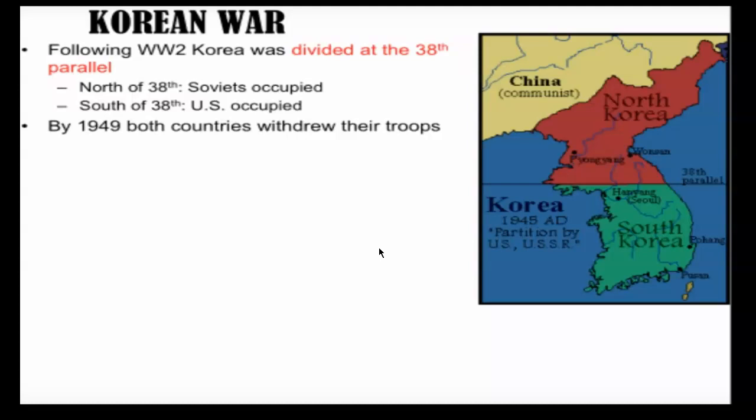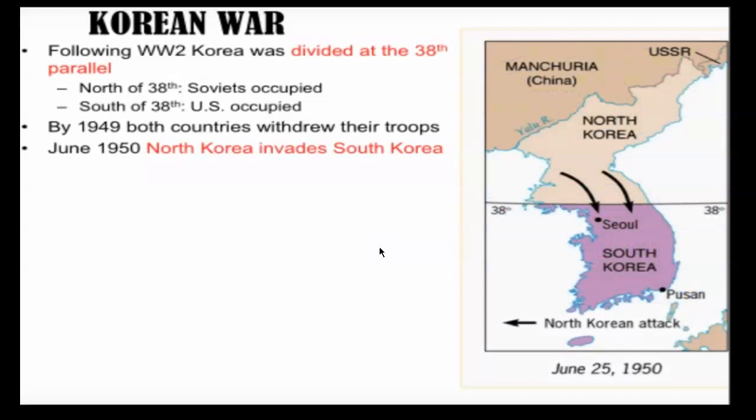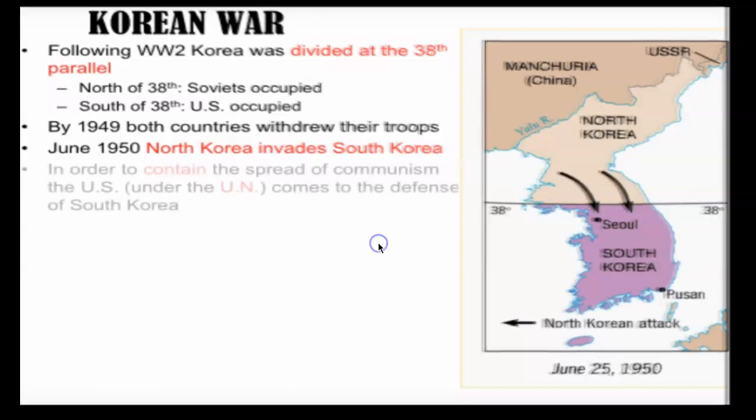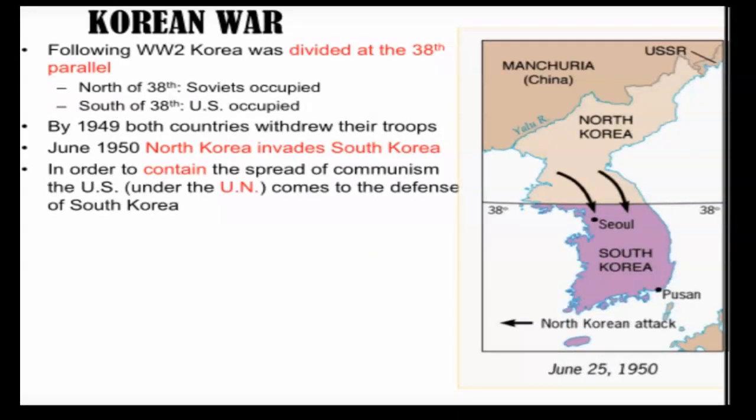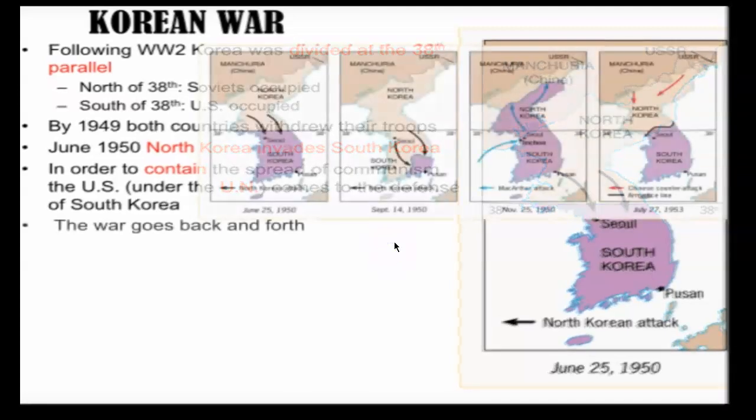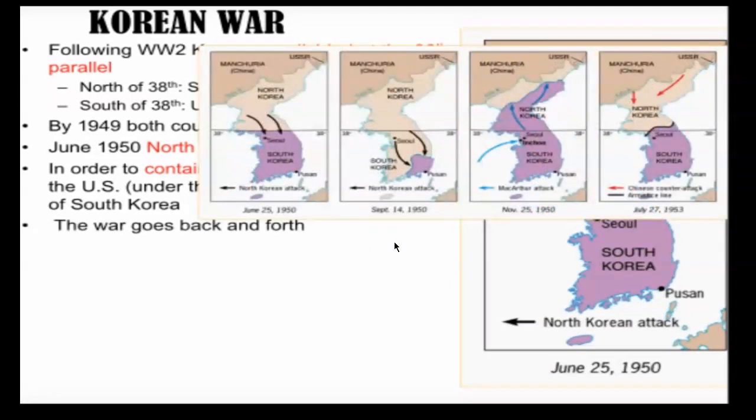By 1949, both countries decided to withdraw their troops, and by 1950, once that took place, the North Koreans invaded the South, hoping to unify the country under one communist government. So in order to contain communism, this was the first test case of the Cold War where troops would actually be introduced on the ground. The United States, along with the help of the United Nations, comes to the defense of South Korea because we view this as a Cold War proxy battle, right?